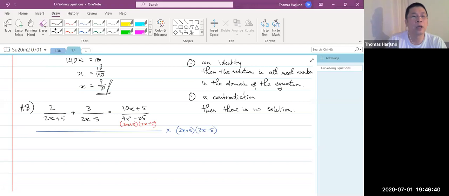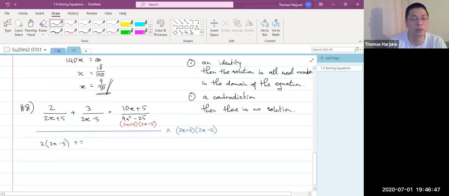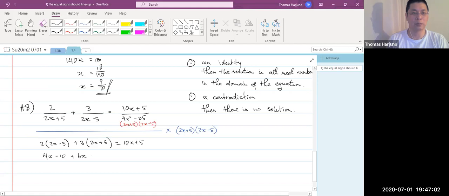Now on the left hand side, I will get 2 times 2x minus 5 plus 3 times 2x plus 5 equals 10x plus 5. Distribute: 4x minus 10 plus 6x plus 15 equals 10x plus 5. I get 10x plus 5 equals 10x plus 5.